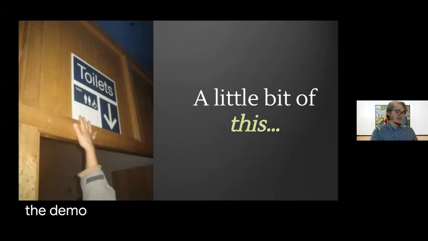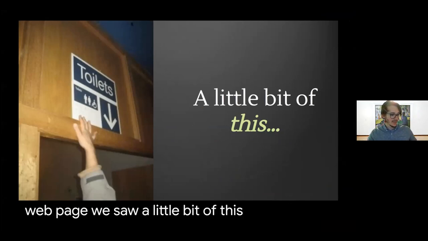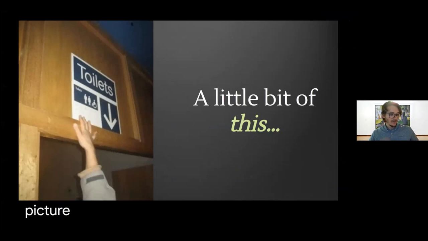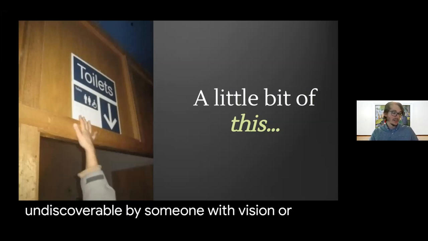During the demo of the poorly accessible webpage, we saw a little bit of this. This is a picture of an unfortunately placed restroom sign. It has Braille, but it's placed high above the door, almost out of reach, and likely undiscoverable by someone with vision or mobility or height impairment.